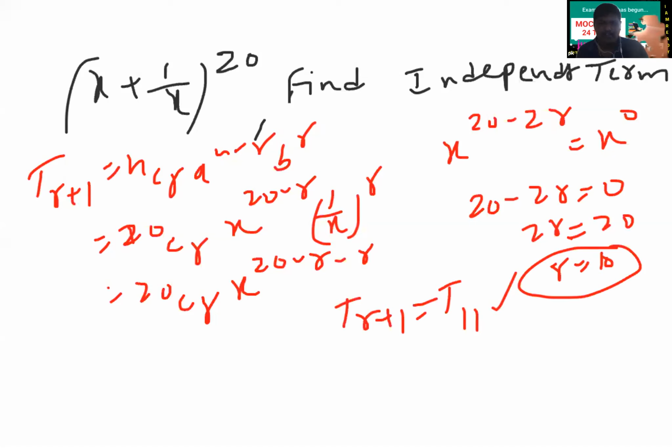Do it. 1 by x transferred to the numerator is x power minus R. Okay, a power m into a power n is a power m minus n. So 20 minus R minus R, 20 minus 2R, is equal to 0, because for the independent term the power of x is 0. Do it fast.